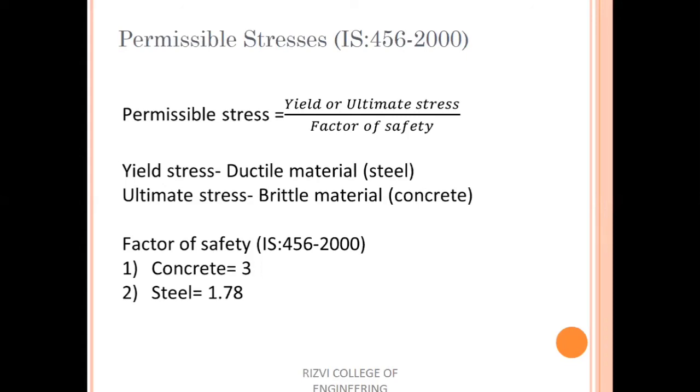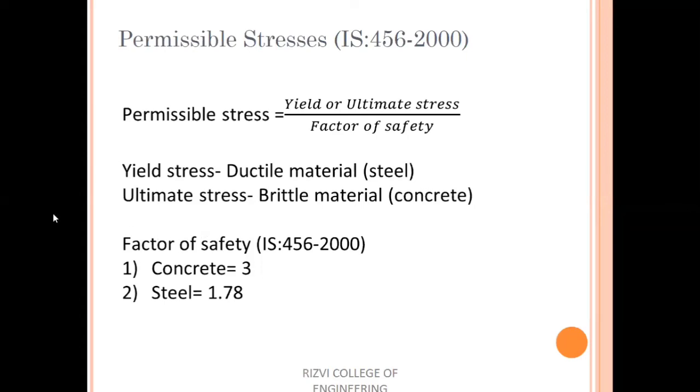Now the next thing is, what is the factor of safety which we are going to consider in the working stress method? As per IS 456-2000, the factor of safety for concrete is 3 and the factor of safety for steel is 1.78. This is very important, so you have to remember these factors of safety. You don't need to remember all the permissible values of concrete. Just remember the factor of safety and you can find out the permissible stresses of either concrete or steel. The factor of safety for concrete is 3 and for steel is 1.78.